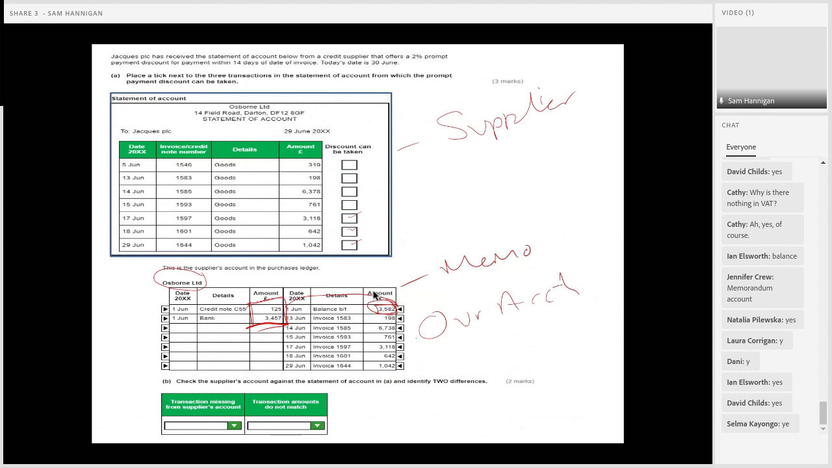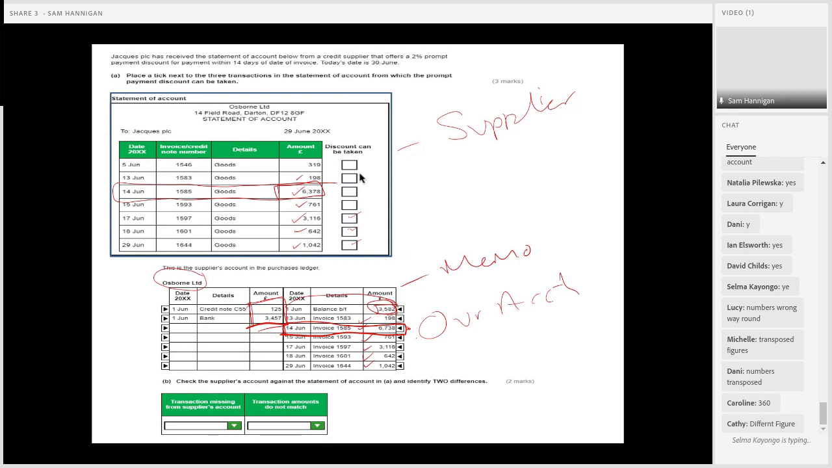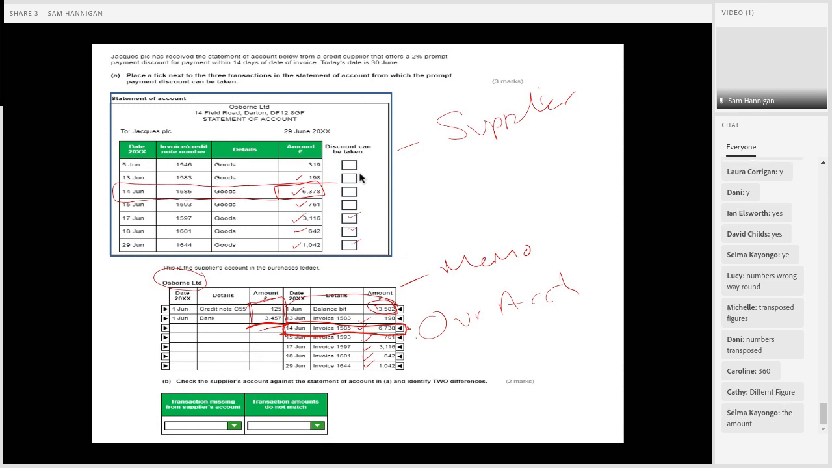Okay, I can see on the statement that, yeah, that one's there, that one's there, that one's there, that one's there, that's there, and that one's there. Okay, so what we're saying is, oh, hang on a minute. Oh, there's a problem with that one. So it looks like they're all there, but then look at that transaction. Yeah? What's the difference between that transaction and that transaction? Quite sneaky, that. Brilliant. It's a transposed figure, okay?